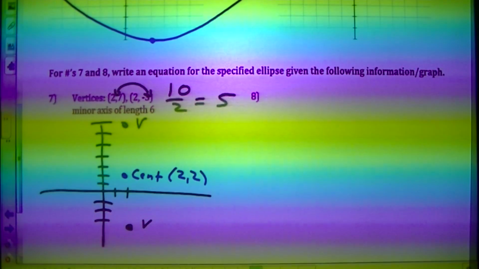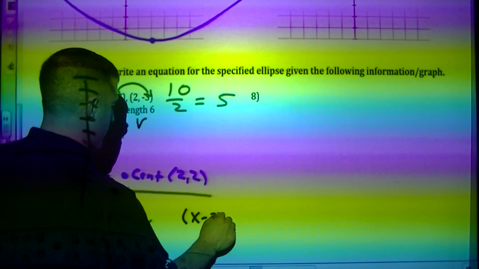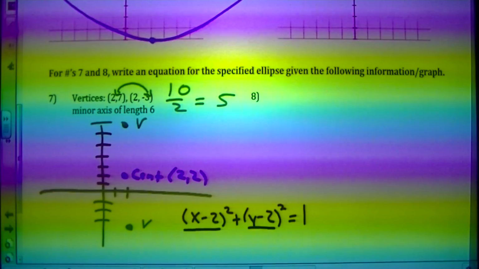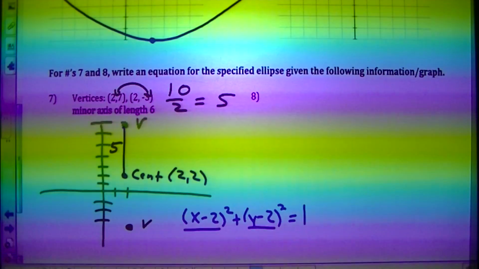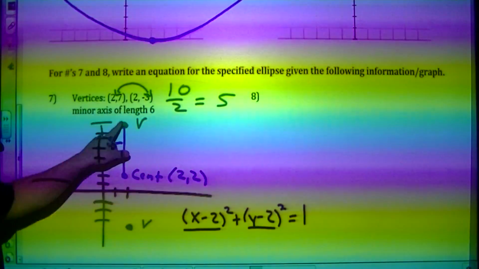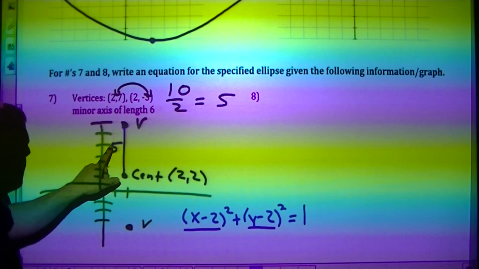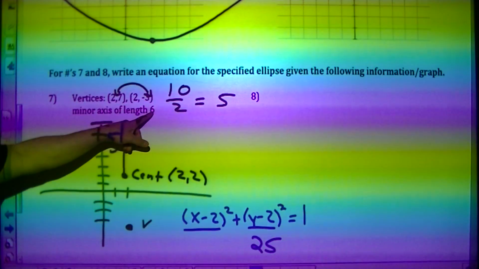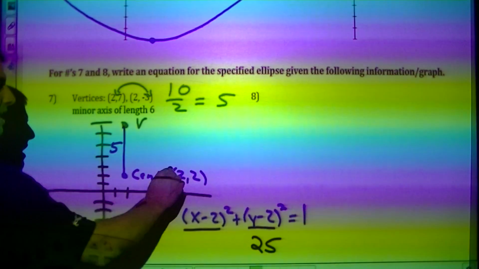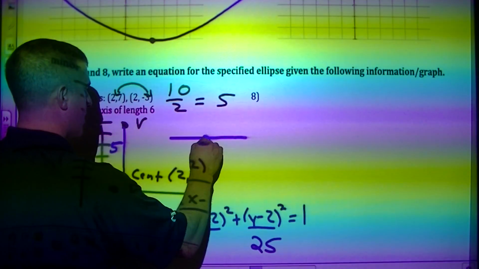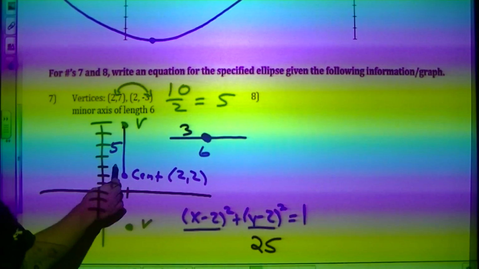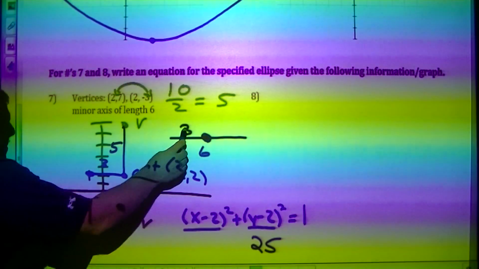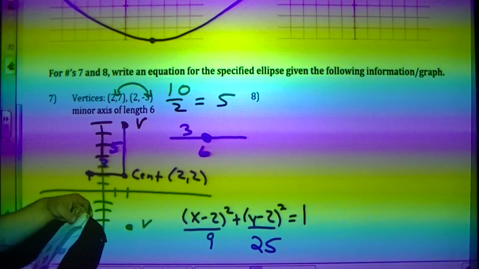So what that tells me with the ellipse, I got x minus 2 squared plus y minus 2 squared equals 1. Now this amount here that I found is 5, because we just counted that. Now that is in the y direction. So I'm putting this under here, but I'm not putting 5, I'm putting 25. Now, it says the minor axis is a length of 6. So that's the whole thing. If the whole thing is 6, a part of it would only be 3. So that's really going to be about right here. 3 spaces. But I'm not putting 3 there, I'm going to put 9. And there's my answer.